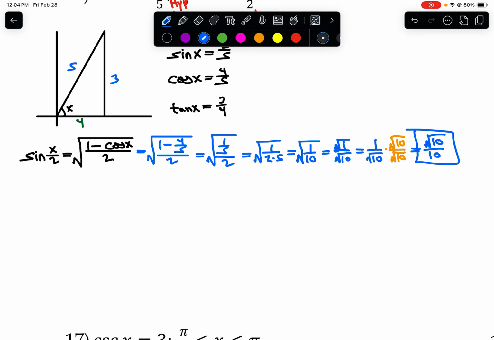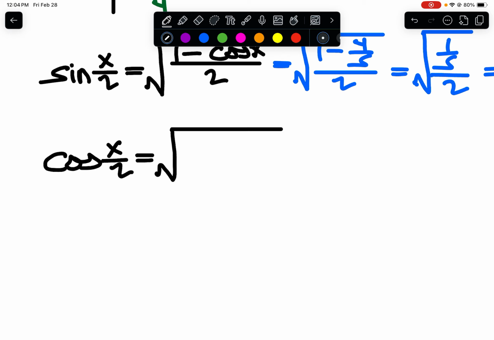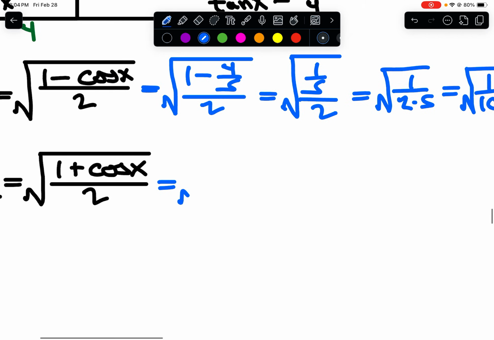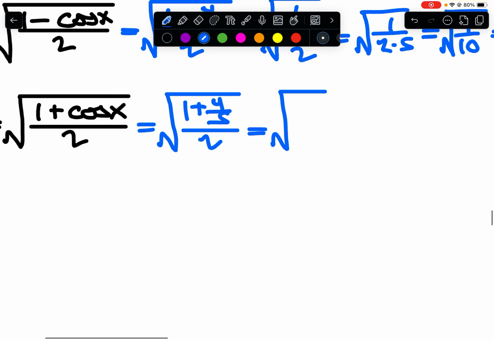Now we're going to do the half angle for cosine. So half angle for cosine, we're going to have the square root of 1 plus cosine x, and then this is going to be divided by 2. As you can see, the identities are very similar. So now we're going to have 1 plus 4/5. Since we already did something very similar, I'm going to try to skip a few steps. So 1 plus 4/5.